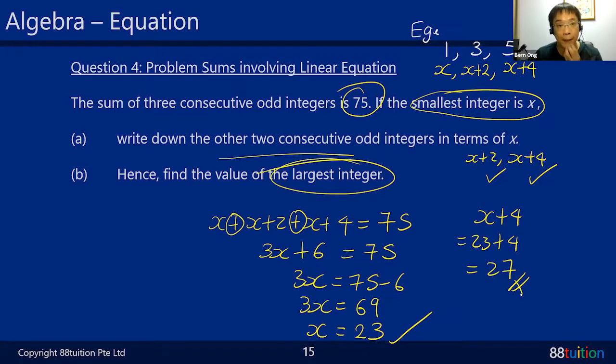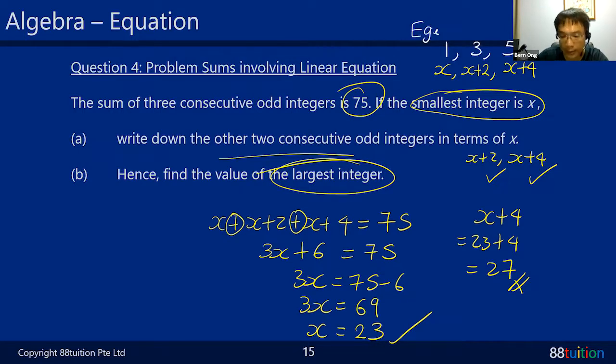Be careful. Someone said x plus 1 and x plus 3. Who said that? Celestine. Wrong. Celestine, x plus 1, x plus 3 is for what? You must know the reason why. Celestine with the double L. It's not x plus 1, x plus 3. It's x plus 2, x plus 4.